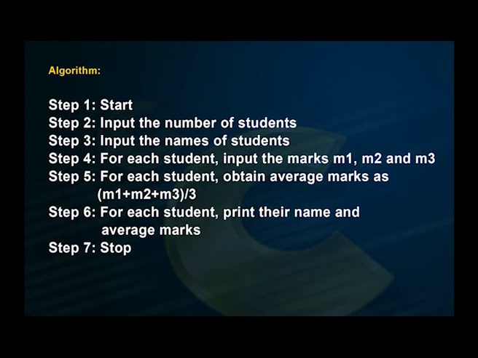Step 1, start. Step 2, input the number of students. Step 3, input the names of students. Step 4, for each student input the marks M1, M2 and M3. Step 5, for each student obtain the average marks as M1 plus M2 plus M3 divided by 3. Step 6, for each student print their name and average marks. Step 7, stop.